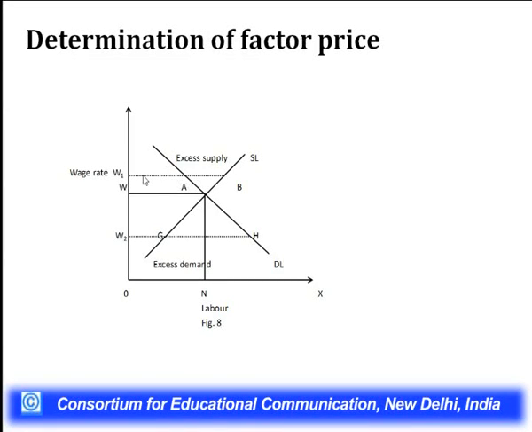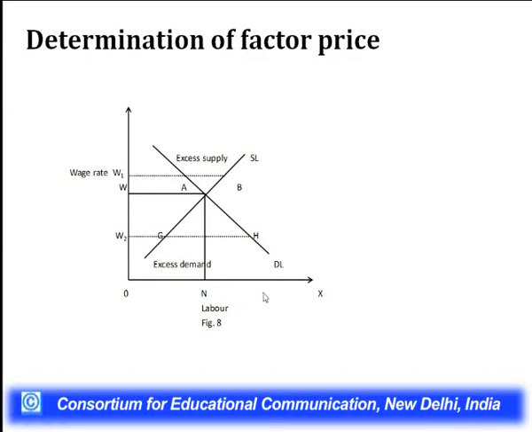Now, after looking at the demand for and supply of labour or of any factor, we come to the determination of factor price. We have taken here the example of labour. Labour is shown on the x-axis and on the y-axis we have shown the wage rate. The demand curve for labour is downward sloping and it has been derived from the marginal revenue product curve. Supply of labour is upward rising. Both intersect each other at A.